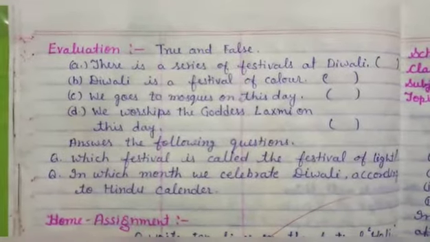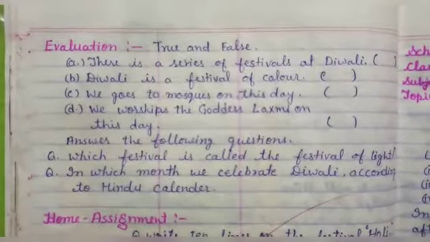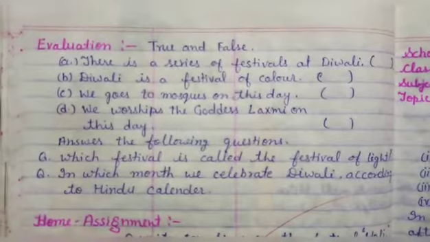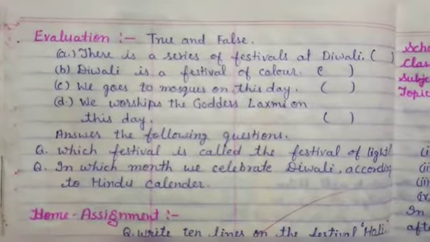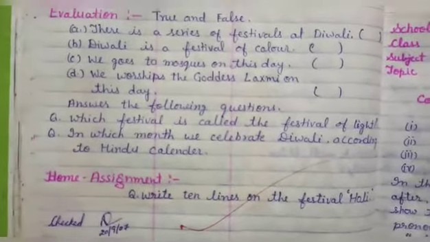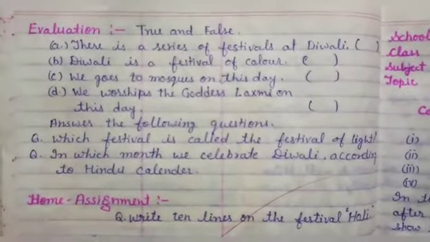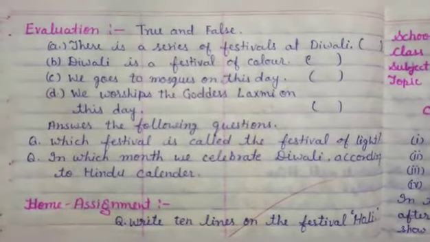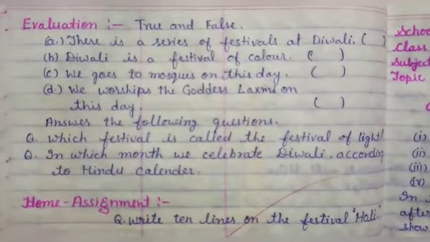Then we have the evaluation. In that, the pupil teacher will ask the students to do true and false and answer the following questions. And then we have the assignment. Assignment is what the students will have to do at home. So in today's assignment, we have: write 10 lines on the festival of Holi.